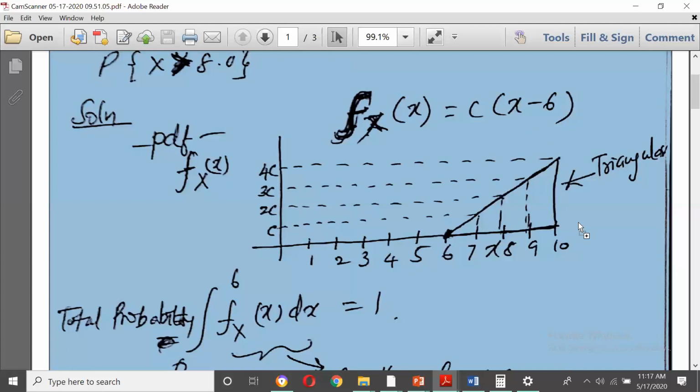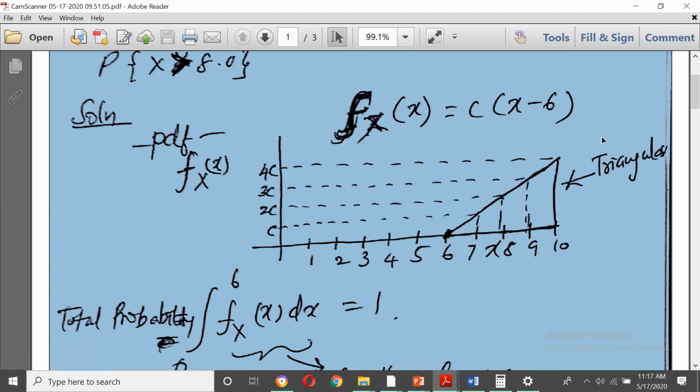Now, this is a triangular function. Area under the triangle of the probability density function will give us a value which is equal to 1. So the integral of f_X(x) dx over the range equals 1. You can write the expression for this and integrate also.